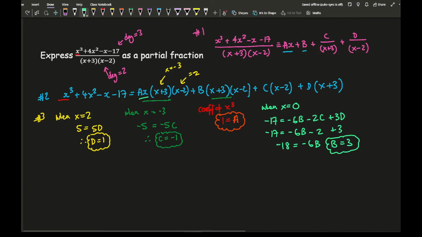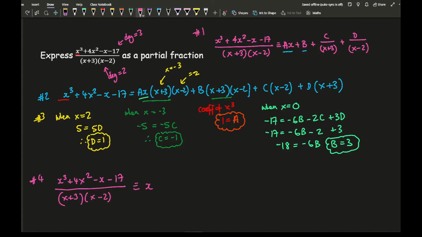So in terms of writing my final answer, in step 4, I've got x cubed plus 4x squared minus x minus 17 over x plus 3, x minus 2, and that's going to be over a, which is 1, so it's just going to be x, plus b, which is 3, plus c, which is minus 1, so let's get rid of that plus and write that as minus 1 over x plus 3, and d is positive, so it's going to be plus 1 over x minus 2, and there is my final answer.